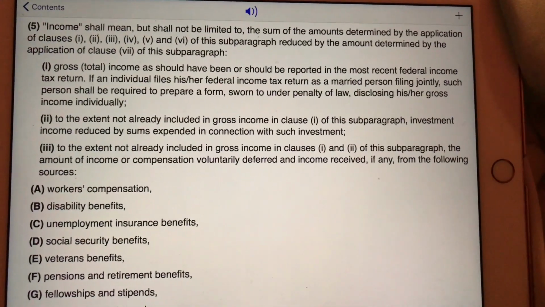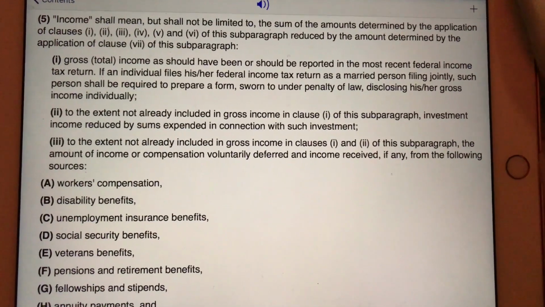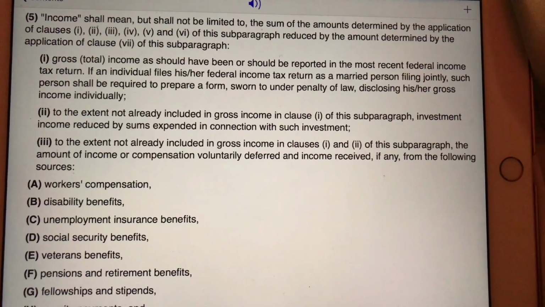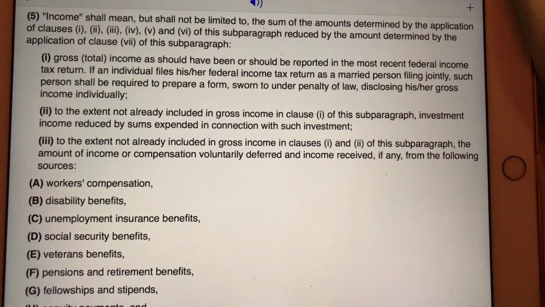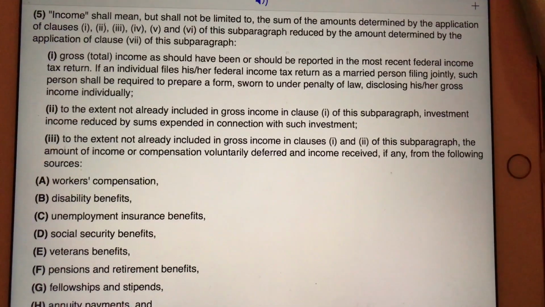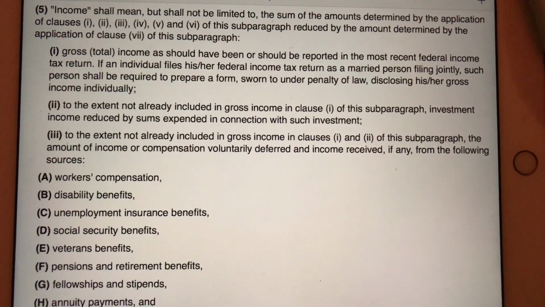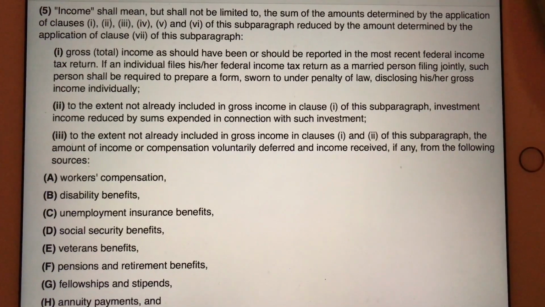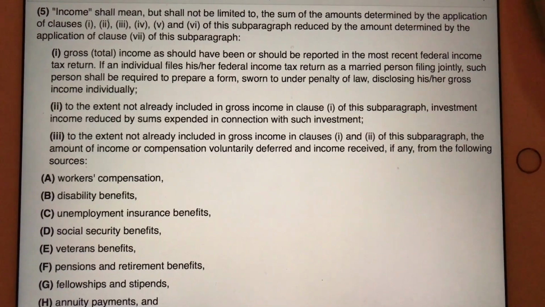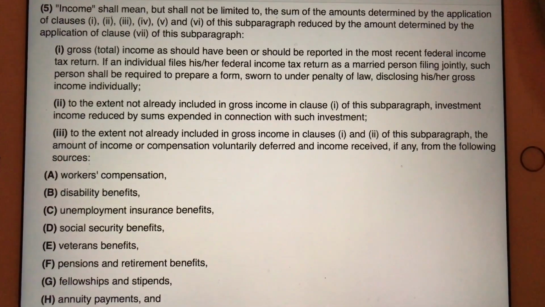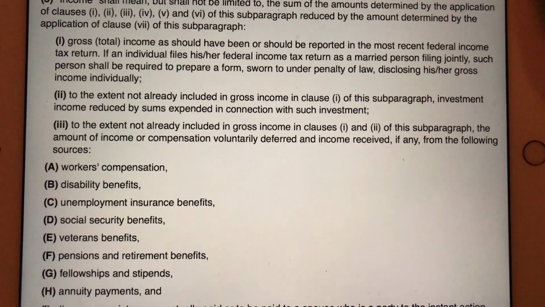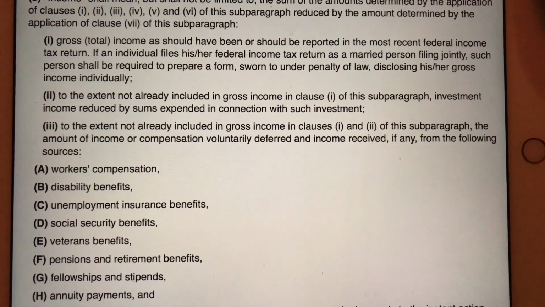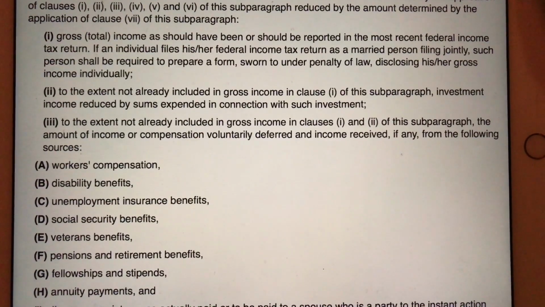This does not say anything about prior tax returns. It says gross total income as should have been or should be reported in the most recent federal tax return. If an individual files jointly, such person shall be required to prepare a form sworn to under penalty of law disclosing his or her gross income individually.